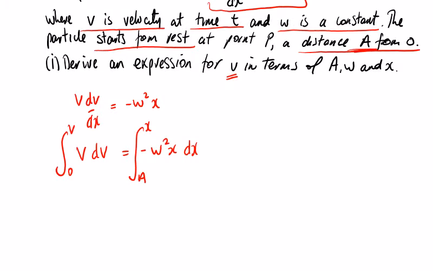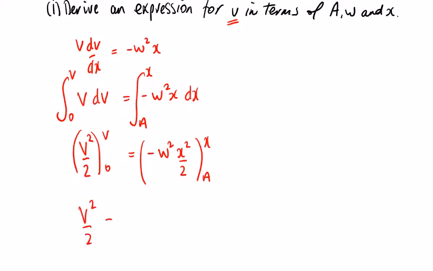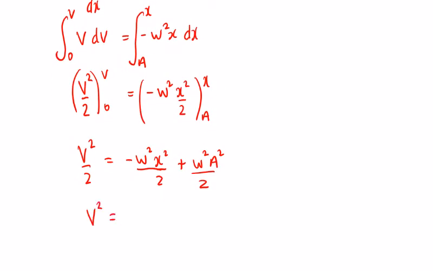So we integrate these two things, and we get v squared over 2 between v and 0 is equal to minus w squared x squared over 2 between x and a. So that gives me v squared over 2 is equal to, putting x in first, minus w squared x squared over 2, and then minus minus, so plus w squared, with a in for x this time, a squared over 2. Multiplying by 2, v squared is equal to w squared a squared minus w squared x squared.